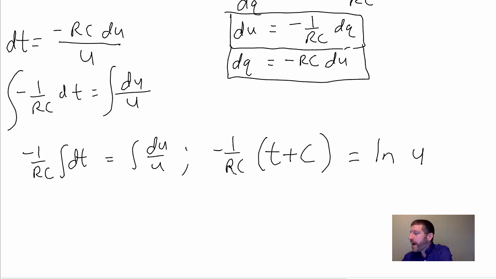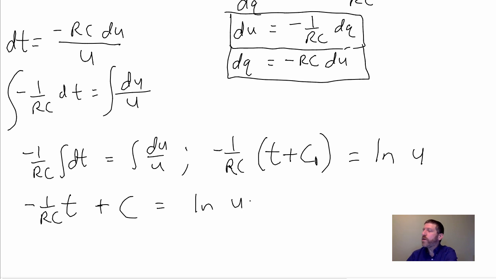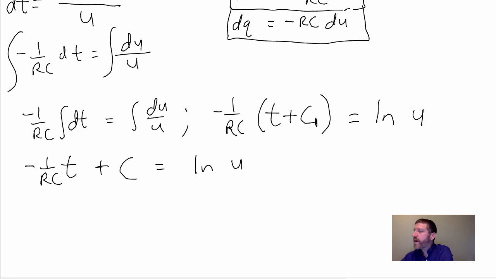Now, I'm going to distribute this. This gives me negative 1 over rc times t, plus some other constant, which I'll call c1. I just distributed that, and this equals ln of u. Now, what do you do next? With this situation, you've got to raise e to both sides.